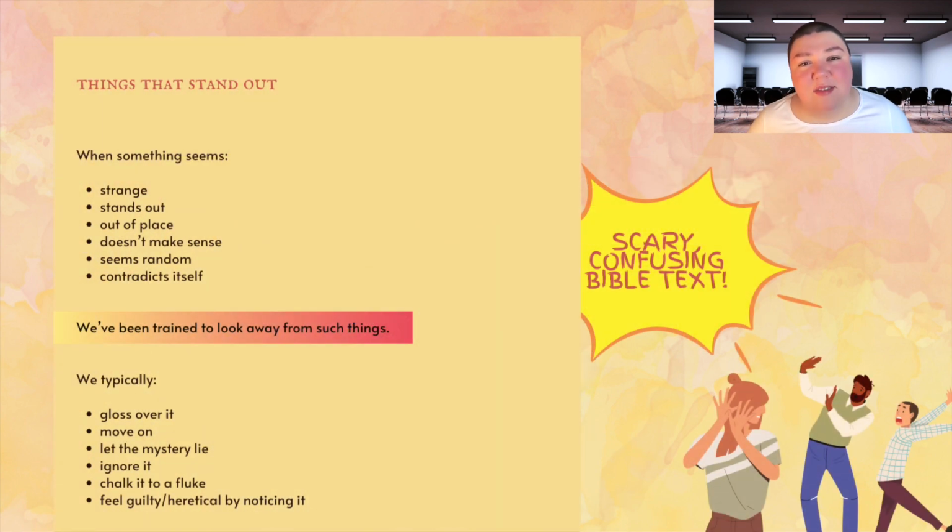Sometimes we'll come across things in the text which seem strange to us. Out of place, things which don't make sense, seem random, things which are odd or seem to contradict themselves. Now, typically, we've been trained to gloss over these things, to move on, let the mystery lie. If there's something which bothers us in a text, we kind of ignore it or chalk it up to being some quirky fluke, or we feel like we're doing something heretical by even noticing it.